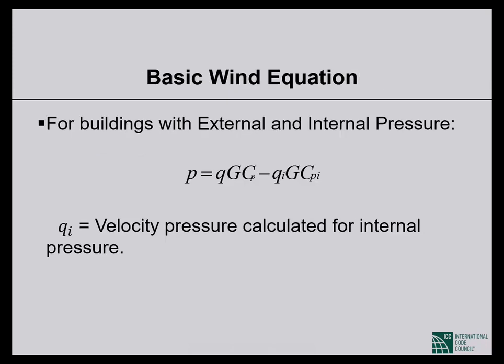Okay. So when you bring the internal pressure into the picture, the basic equation p = q G Cp becomes what you see on the screen. Now you say p, the pressure on a wall of a building, is the external pressure minus the internal pressure. The qi is velocity pressure calculated for internal pressure. Most of the time, qi can be taken equal to qh.